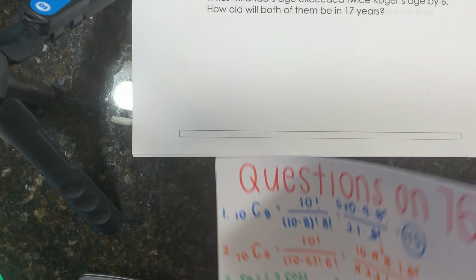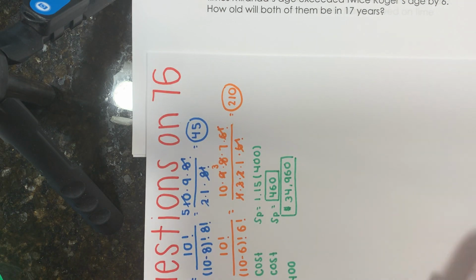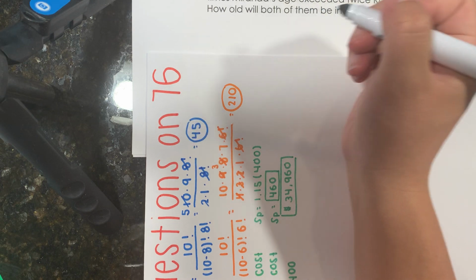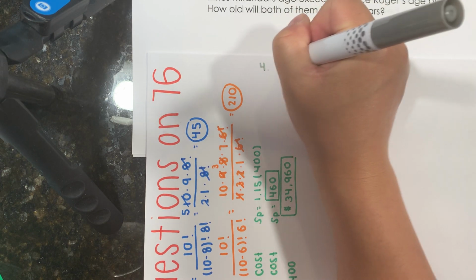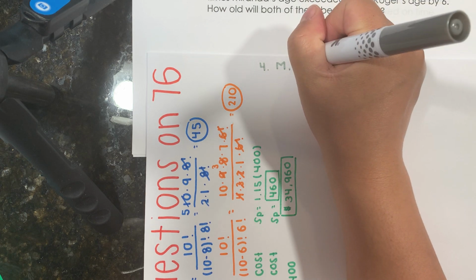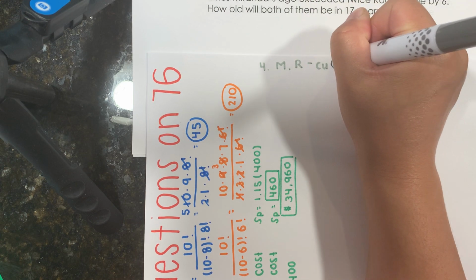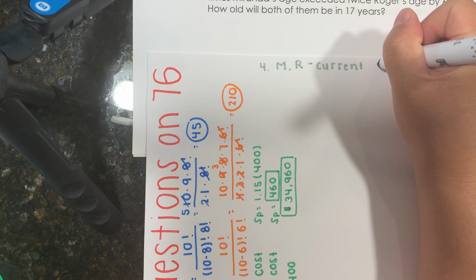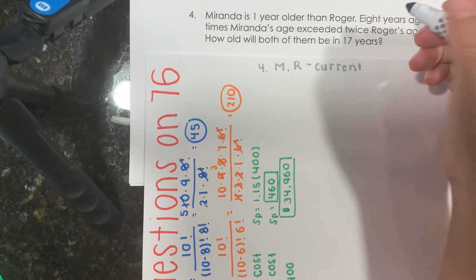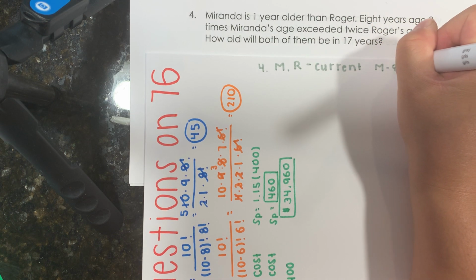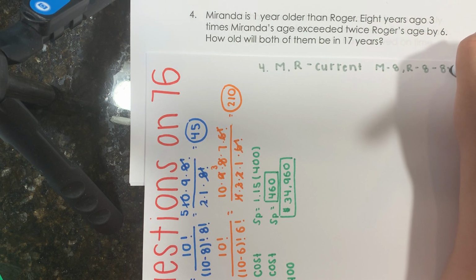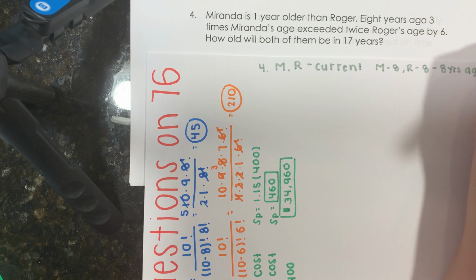Now moving on to number 4, it says Miranda is 1 year older than Roger. 8 years ago, 3 times Miranda's age exceeded twice Roger's age by 6. How old will both of them be in 17 years? So for number 4, we have Miranda and Roger's current ages. And then 8 years ago, that would be m minus 8 and r minus 8. So those are my variables.